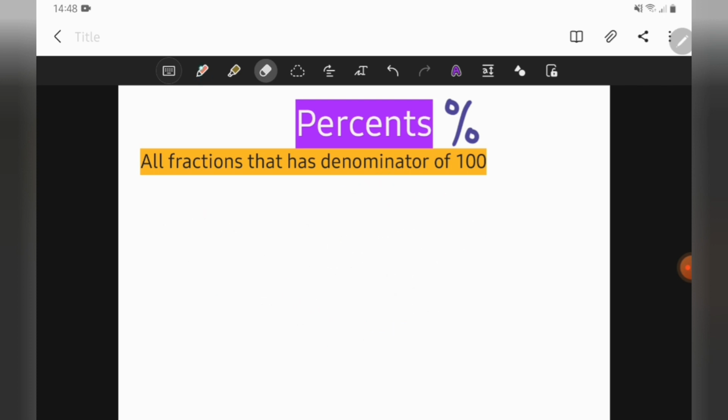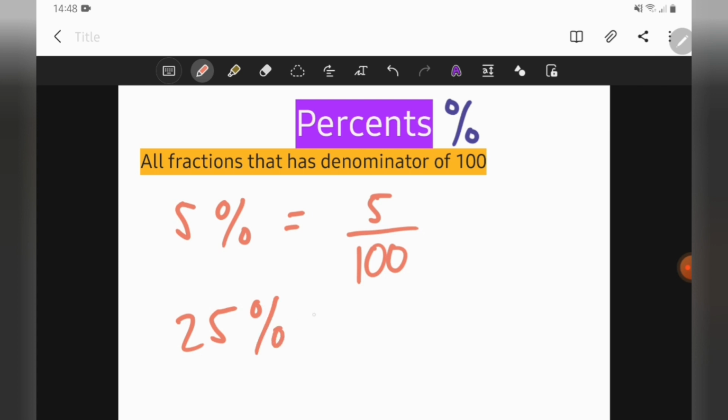we can do it in a reverse way, or vice versa, like 5%. Because we know percent is per 100, we can make 5 over 100. 25%, again we know percent is per 100, so it is 25 over 100. So percents show that it is per 100.